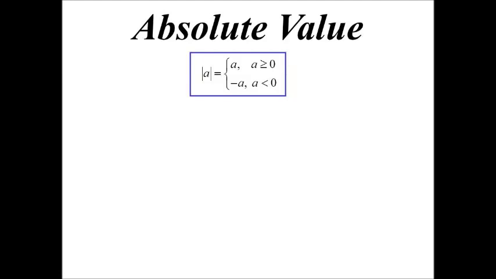Let's have a look at absolute value and its formal definition. I mean, the formal definition of absolute value might seem silly, but this is what it is. The absolute value of A is A if A is greater than or equal to 0, but it's negative A if A is less than 0.